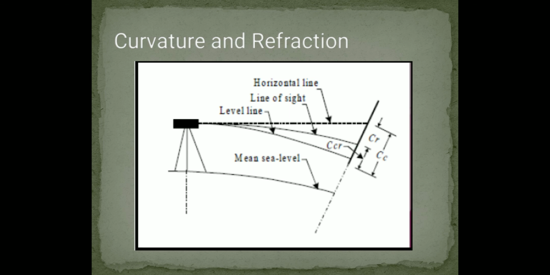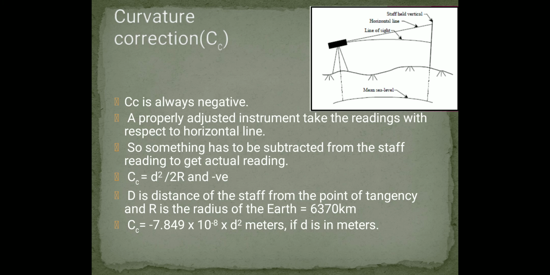Next is curvature and refraction. Curvature and refraction are two important things that should be considered in leveling. Let us see them one by one. Curvature correction. Curvature correction will always be negative. A properly adjusted instrument takes the reading with respect to the horizontal line. So something has to be subtracted from the staff reading to get the actual reading. That is C suffix C is equal to D square by 2R, where D is the distance of the staff from the point of tangent, and R is the radius of the earth. Therefore, CC is equal to minus 7.849 into 10 power minus 8 into D square meters.